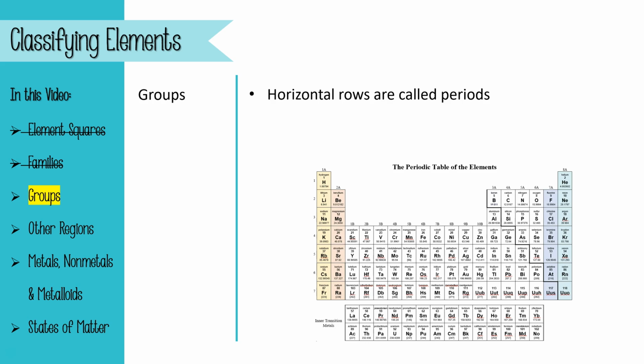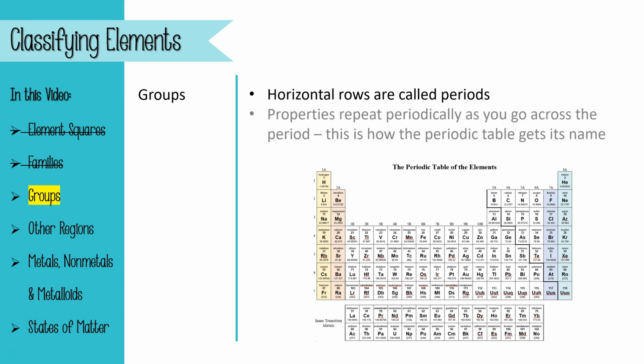Our next level of organization involves the rows on the periodic table. The horizontal rows are called periods. When we look at the periodic table, we see that properties repeat periodically, or you can think in a cycle, as we go across each row. This periodicity, or cyclical repeating of properties, is how the periodic table gets its name.